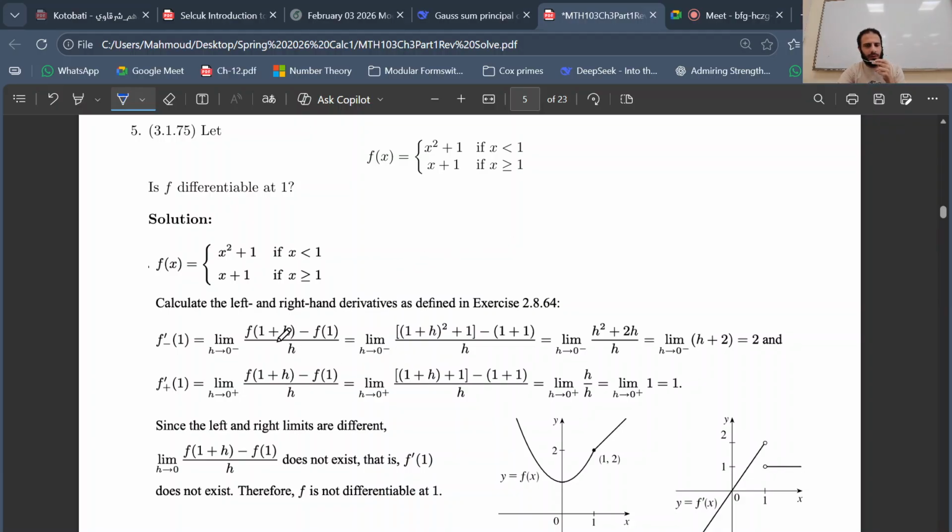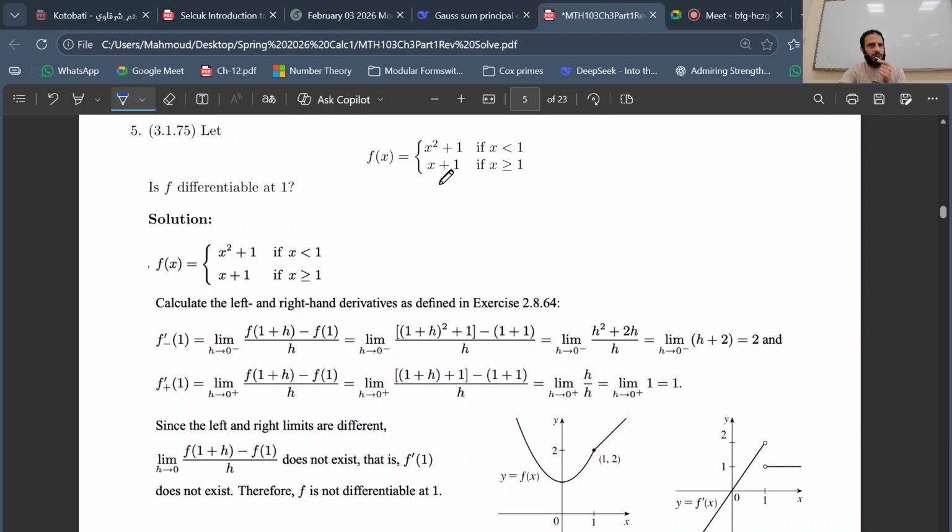Now let's see this one. The limit of f(1+h) minus f(1) over h as h goes to 0 from the left. 1 plus 0 from the left becomes 1 from the left, right? Which rule will we use? x squared plus 1, right? So let's use it. f(1+h) is (1+h) squared plus 1. Good. Minus f(1).